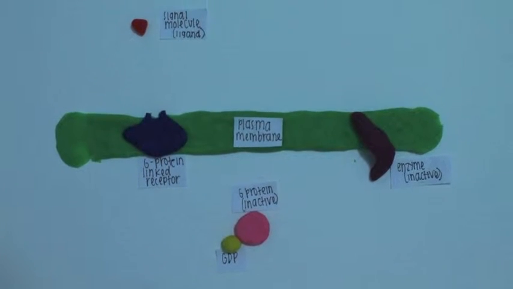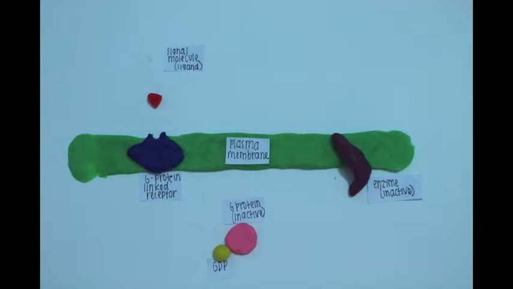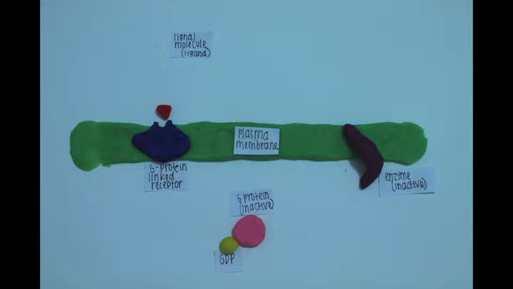Here we have the signal molecule, also known as the ligand, which will bind to the G protein-linked receptor that is integral in the plasma membrane. We also have an inactive G protein due to GDP. We also have an inactive enzyme, which is adenylyl cyclase.